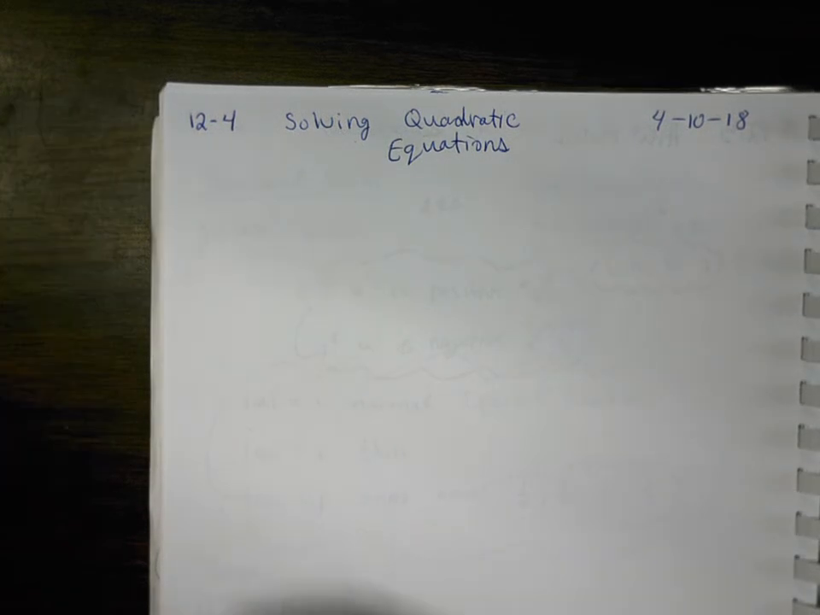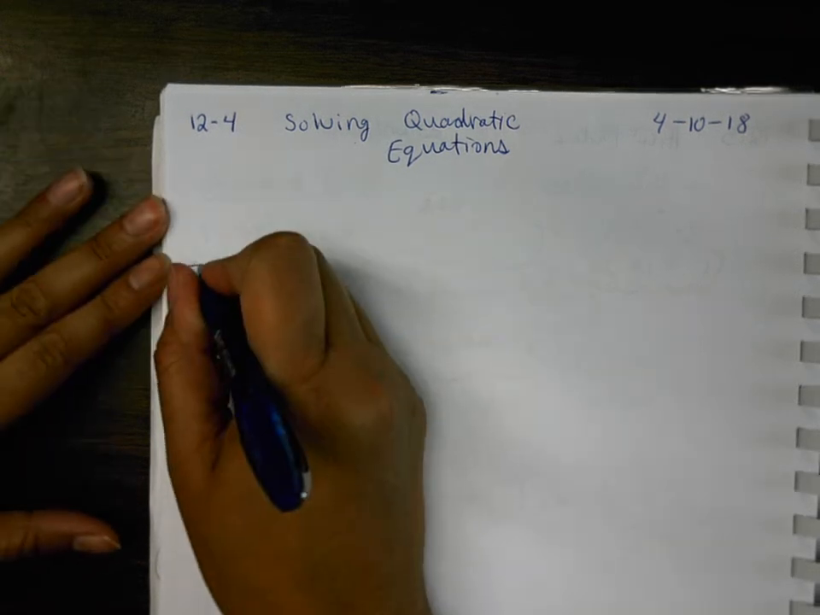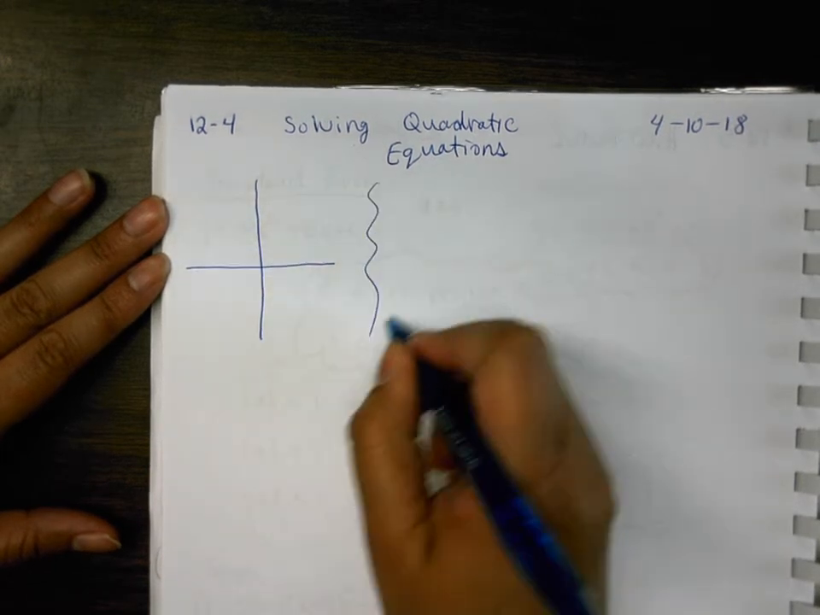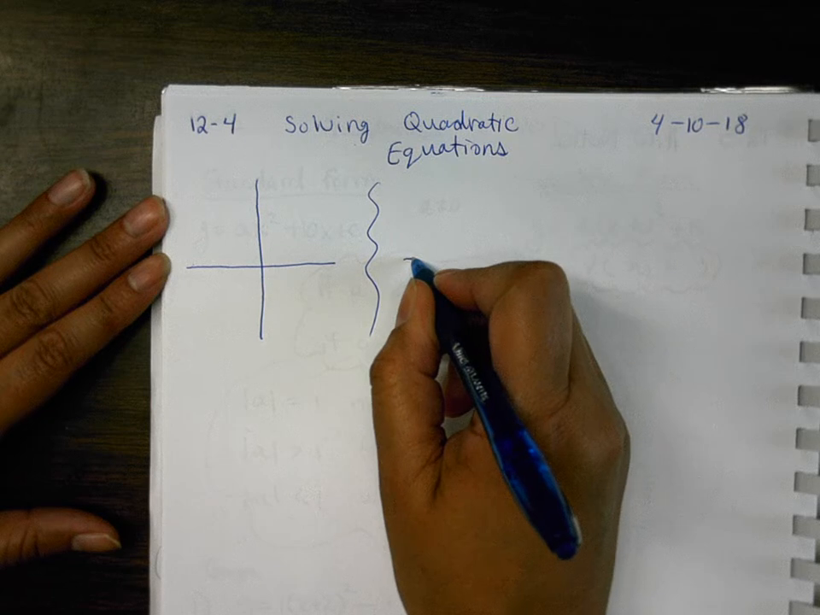All right, 12.4, solving quadratic equations. Okay, I'm going to draw 3. Well, then wait, why does it say rate? Oh, wait. Never mind.